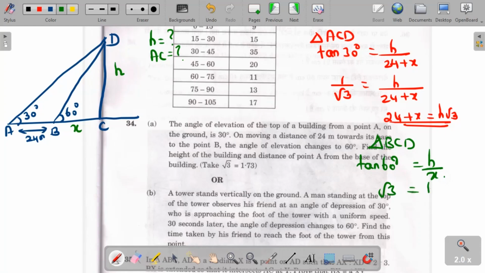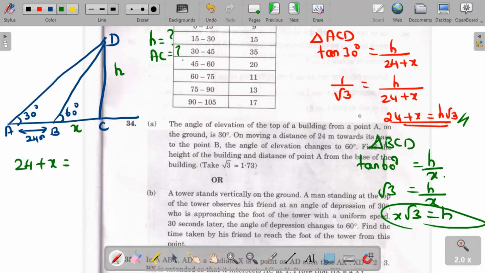So root 3 is h by x, or x root 3 is equal to h. Now I'm going to substitute this value into the first equation that you have. So h I'm going to replace with x root 3. So this is 24 plus x is equal to x root 3 into root 3, which is 3x. So 2x is equal to 24. So x is equal to 12. So we got the value of x to be 12.